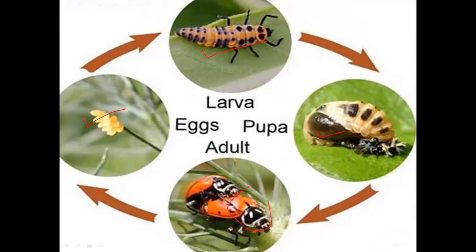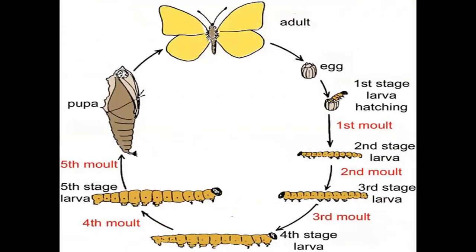This is the complete stage of holometabolism. Another example I'm showing you is a Lepidoptera insect. The previous picture was a Coleoptera insect, the ladybird beetle. This is the butterfly that comes under the Lepidoptera.